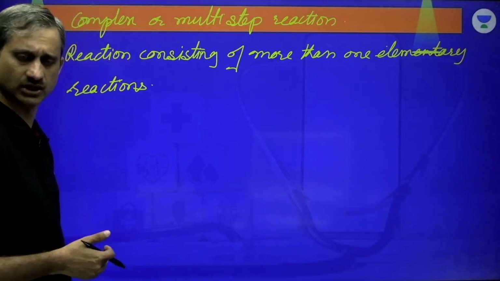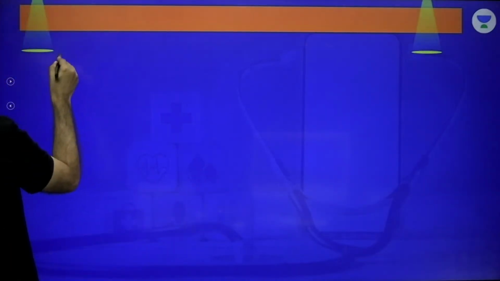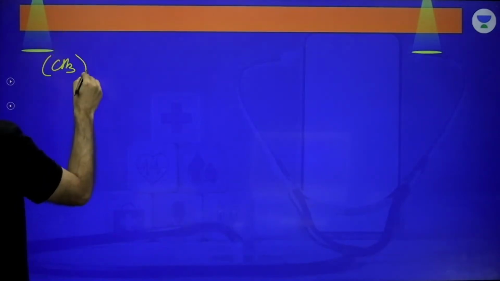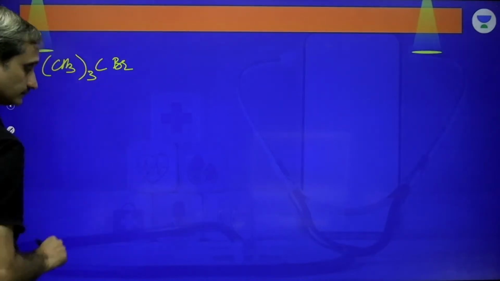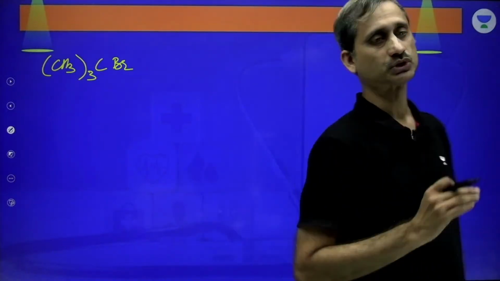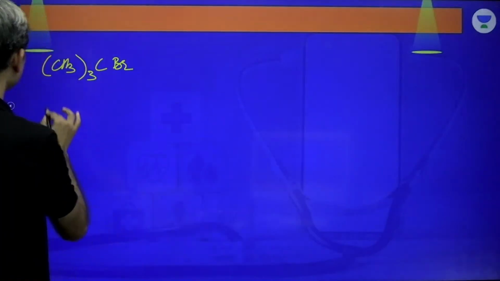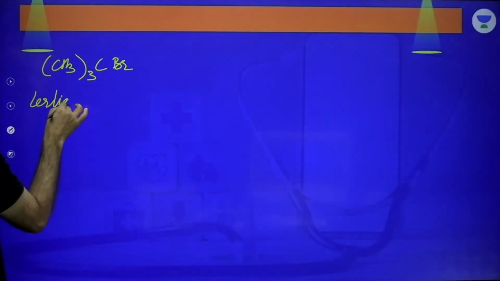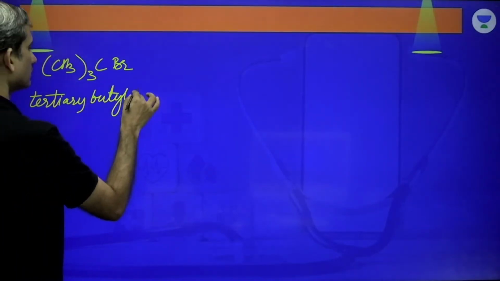देखते हैं multi-step reaction क्या होता है. Let's talk about this example. We have a compound (CH3)3CBr. Okay. This is called tertiary butyl bromide.